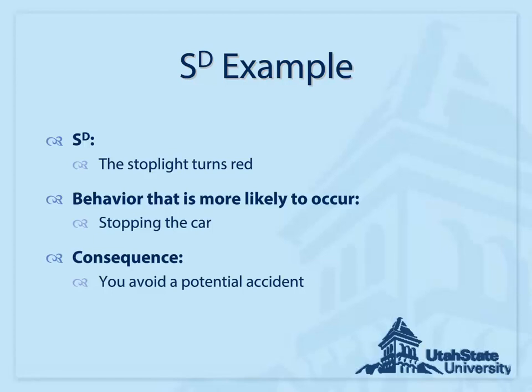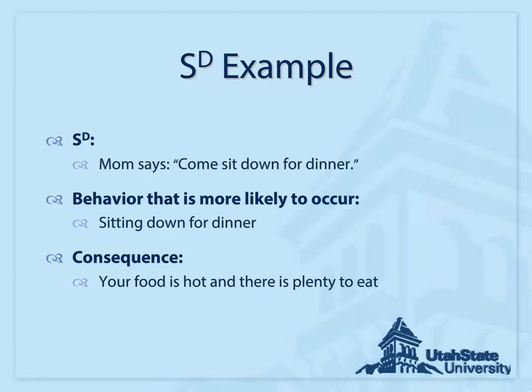In the first example, the discriminative stimulus is the stoplight turning red. The red light signals that you can avoid getting in an accident by engaging in a behavior that stops your car. That's most likely pressing the brake pedal. In this example, the SD is that mom says, "Come sit down for dinner." This signals that the consequence of eating food is available if you engage in the behavior of sitting at the dinner table.